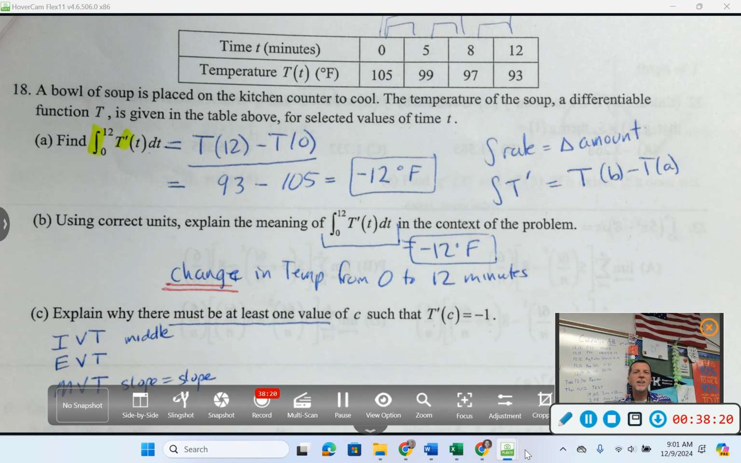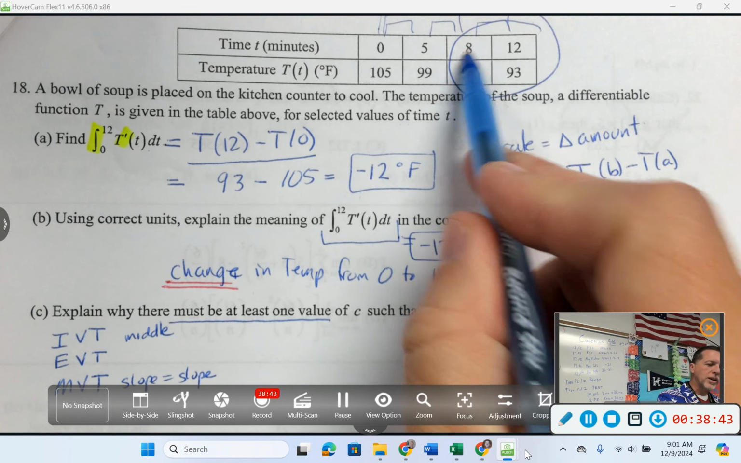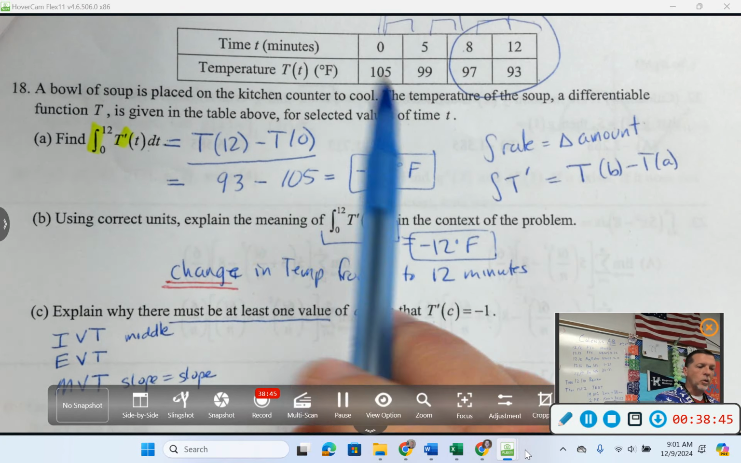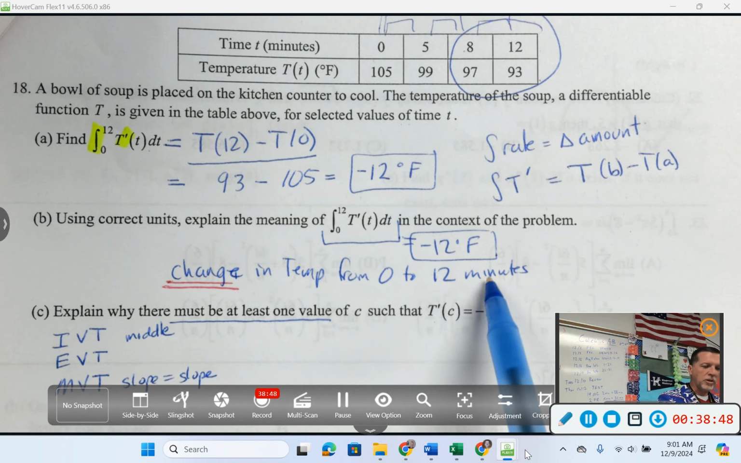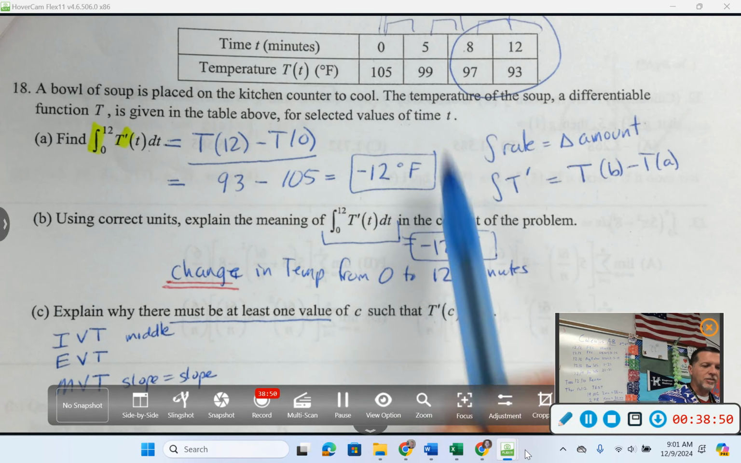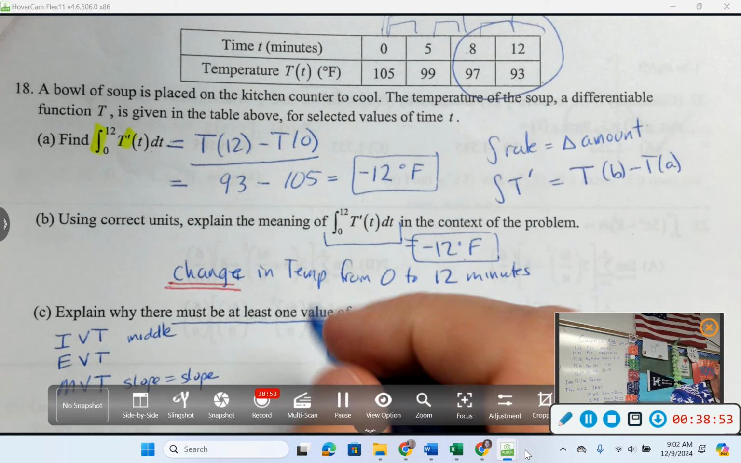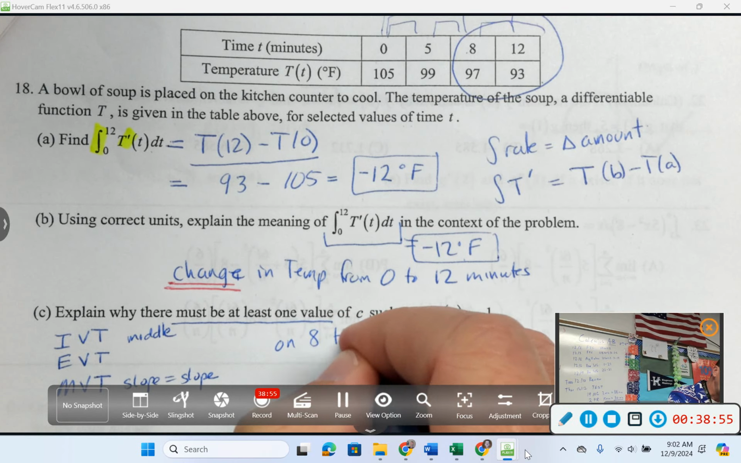So this one's not bad. Do you see a combination of values that would give me a slope of negative 1? Oh, there's two different ones. Which one do you see? 8 to 12 works, because that's 4 minutes and a change of 4. Or 0 to 12 works. That's probably what they were going for, because we just found negative 12 in 12 minutes. But I saw 8 to 12 first. On 8 to 12.